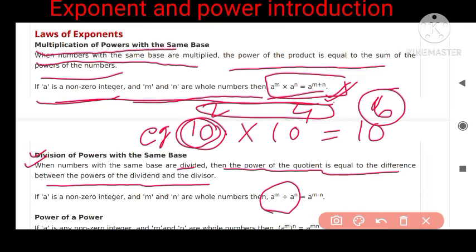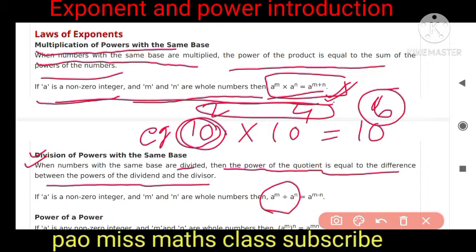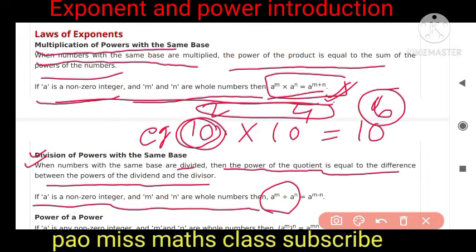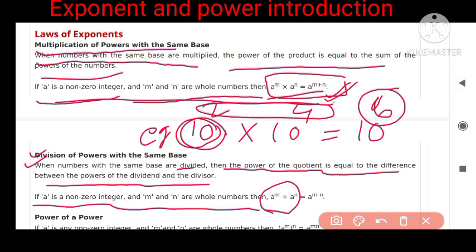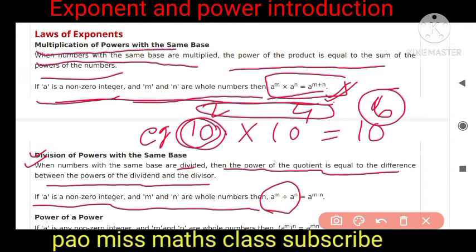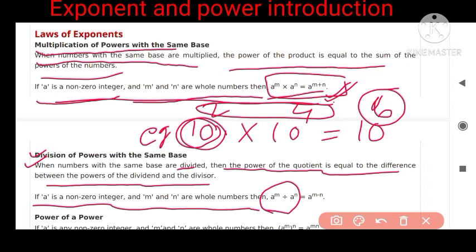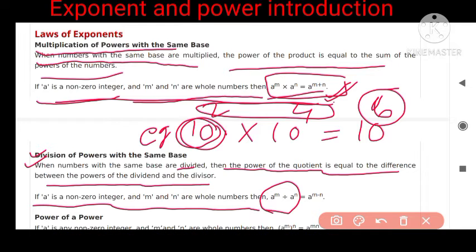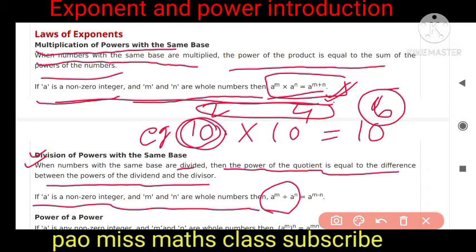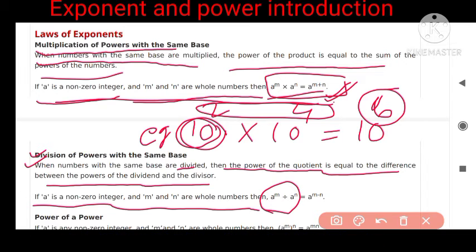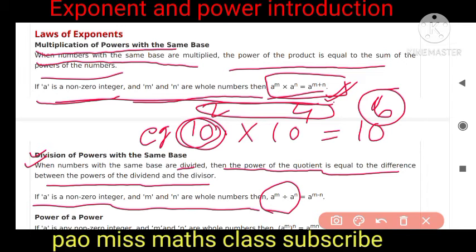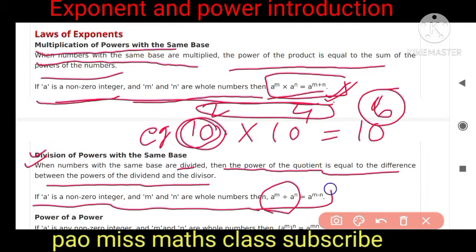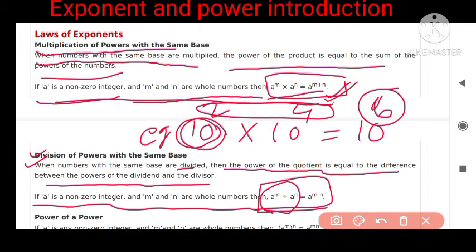Now they are in division, the bases are the same, isn't it? If a is a non-zero integer and m and n are whole numbers, then a to the power m divided by a to the power n is equal to a to the power m minus n. Understood? So if they are multiplied, the power becomes plus, and if they are divided, the power becomes minus. Okay, you have to remember this one. So this is the second law of exponents.